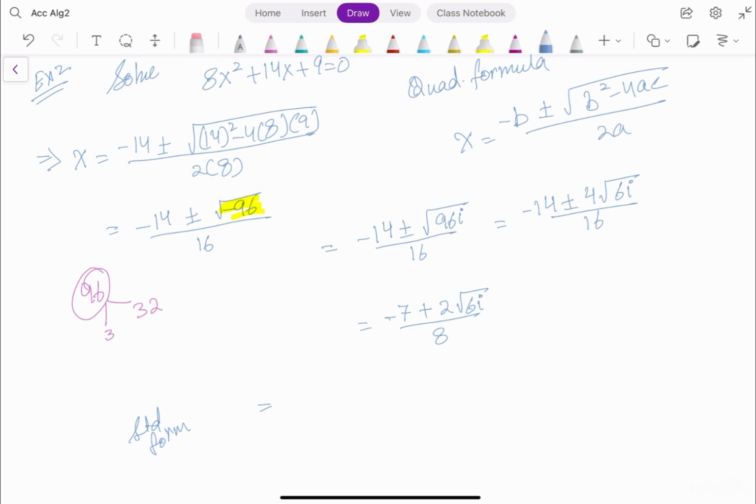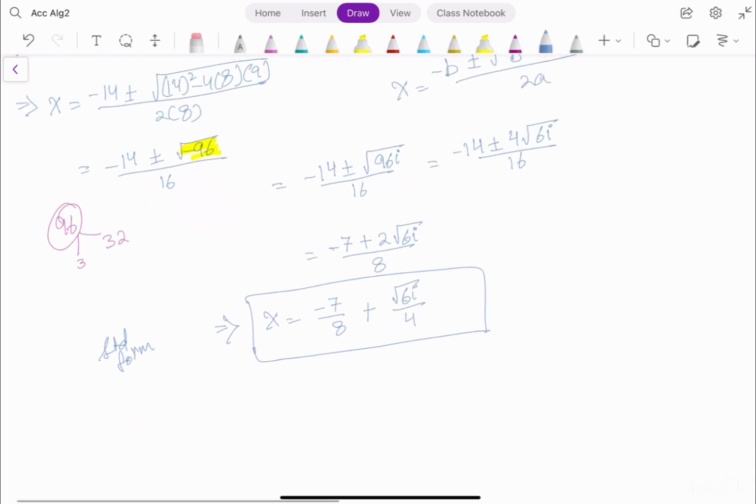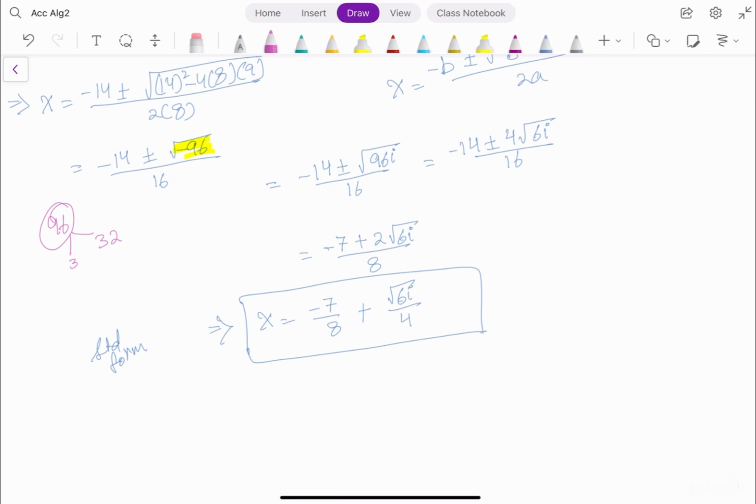So the standard form will be negative 7/8 plus or minus radical 6, and i is outside the radical, and then divide by 4. Okay, I forgot to write plus or minus, but it should be plus and minus. So this is the whole entire way of writing the complex number. The more you practice, the more comfortable you will be.